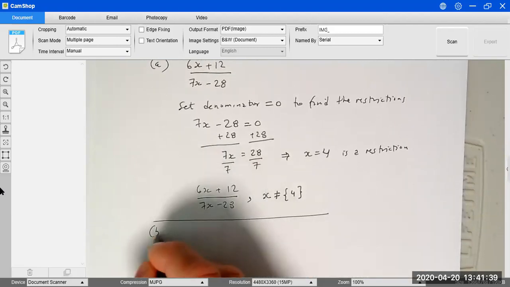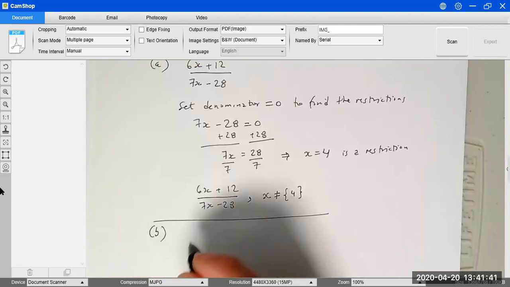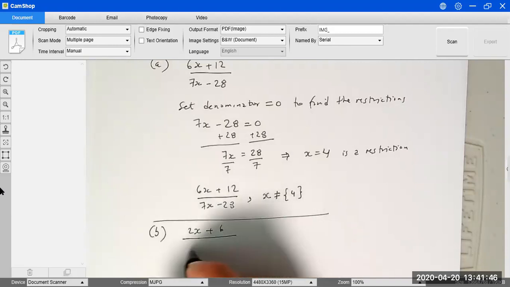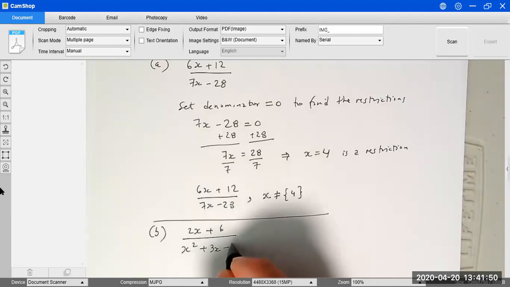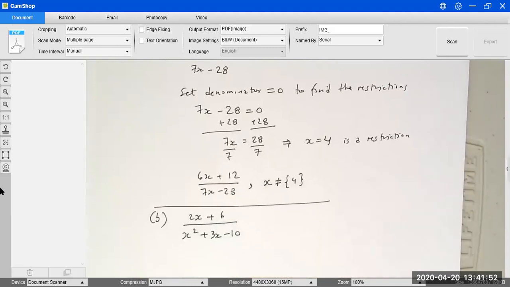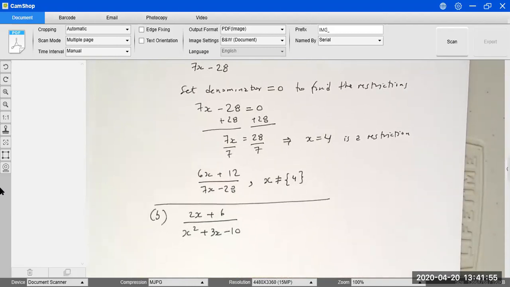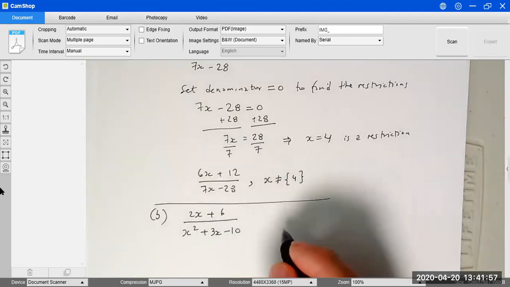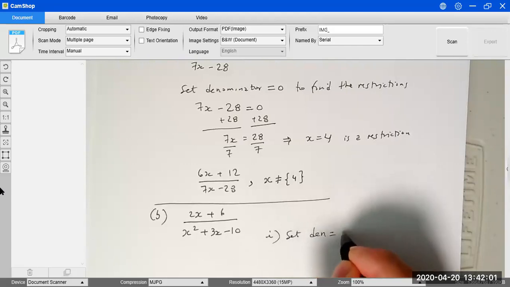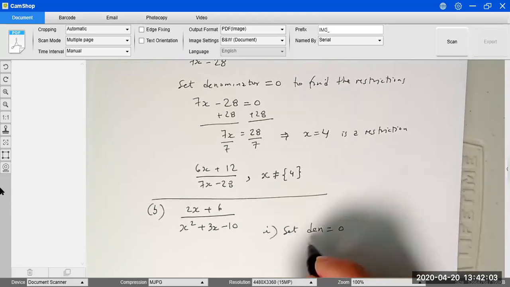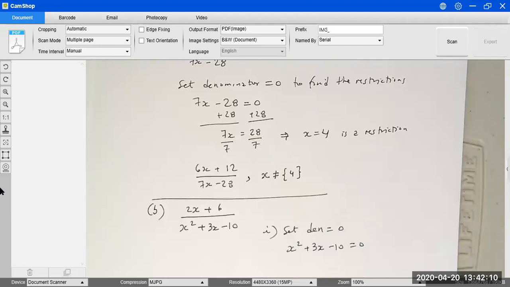So let's work on the next problem. The next problem is (2x + 6) over (x squared + 3x - 10). So that's my new rational expression. The first step is to set the denominator equal to 0 to find restrictions. So I'm going to get x squared plus 3x minus 10 equal to 0.